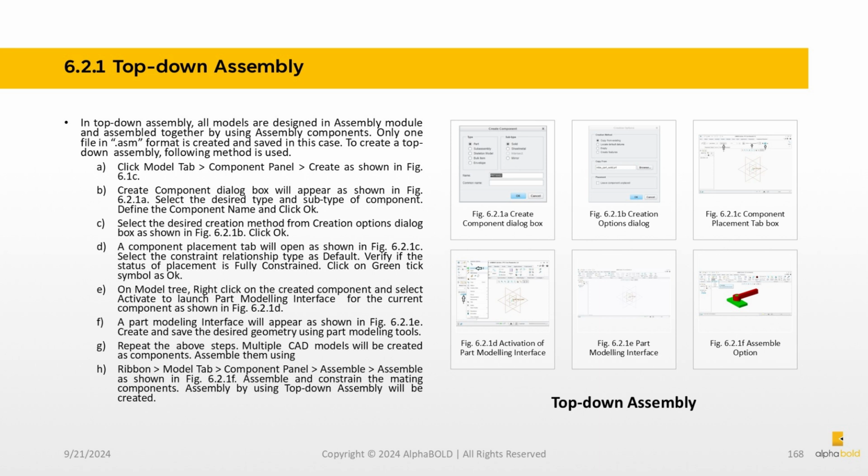A part modeling interface will appear. Create and save the desired geometry using part modeling tools. Repeat the above steps. Multiple CAD models will be created as components. Assemble them using ribbon, model tab, component panel, assemble. Assemble and constrain the mating components. Assembly by using top-down assembly will be created.